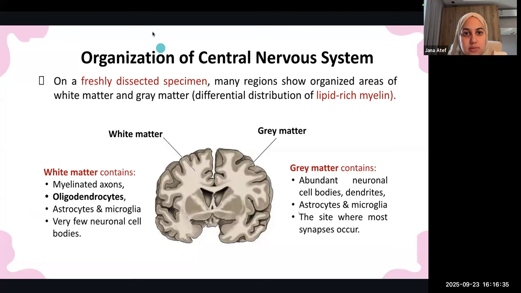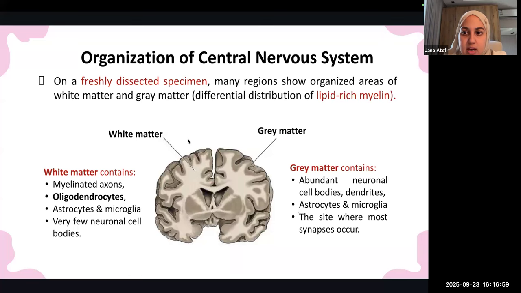Okay, I think there's a question. So we have axons in the gray matter? Yes, we have axons in the gray matter. We have axons everywhere, okay, because the nervous system is made of neurons. So you have axons everywhere. But the axons that are in the white matter, they're myelinated. If the axons are in the gray matter, they're non-myelinated. Okay? Does that make sense?